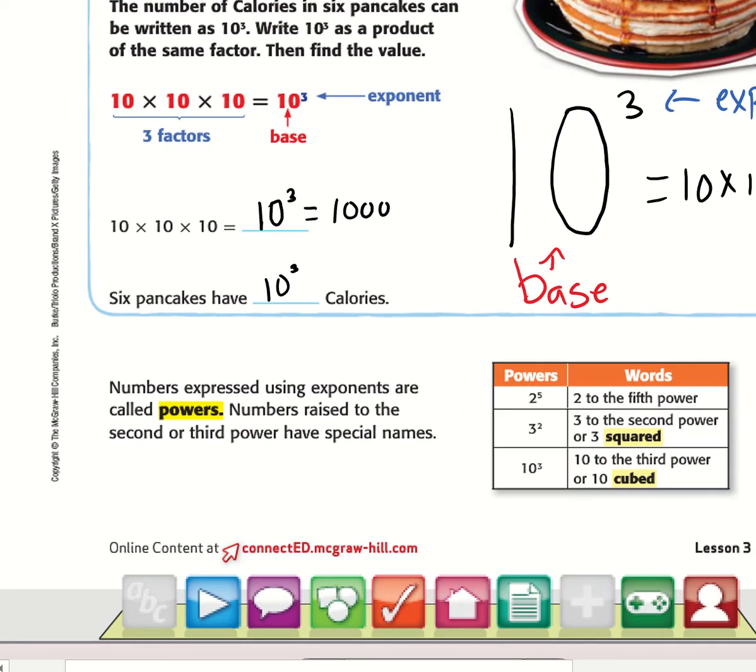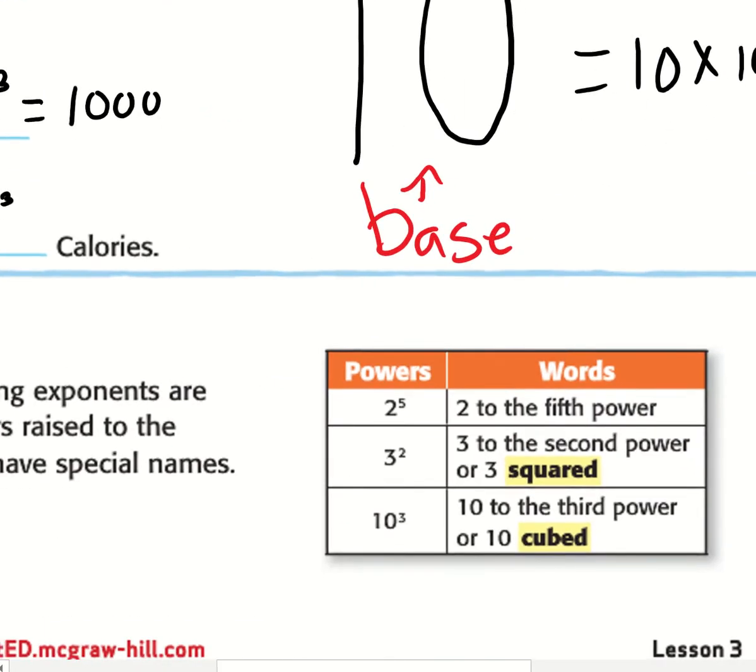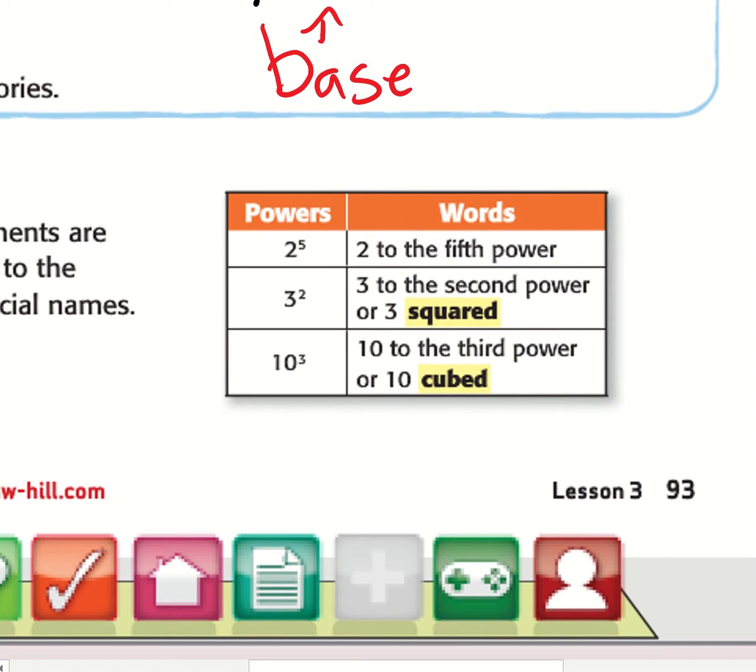It says numbers expressed using exponents are called powers. Numbers raised to the second or third power have special names. So we're going to take a look at this table. It says 2, and then we have a 5 as our exponent. So the way we say this is 2 to the 5th power, right here.